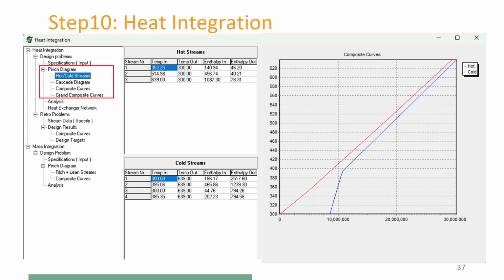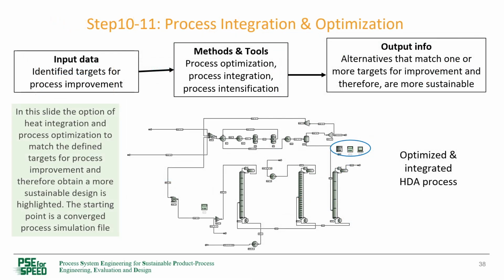Based on the identified hot and cold streams, the pinch diagram is created to find out the minimum additional heating and cooling that are needed, that is, how much fresh utility can be saved. The concept of simultaneous heat integration of process optimization is highlighted here.